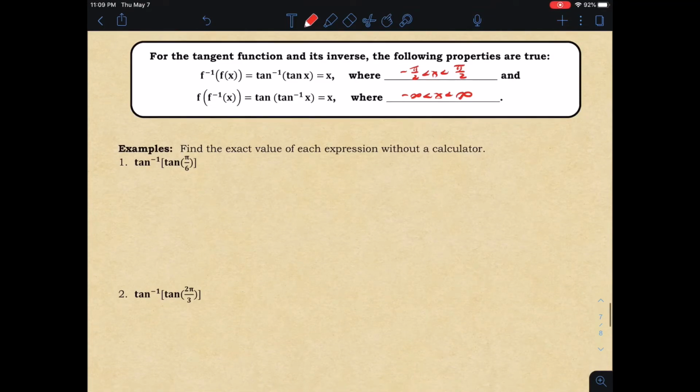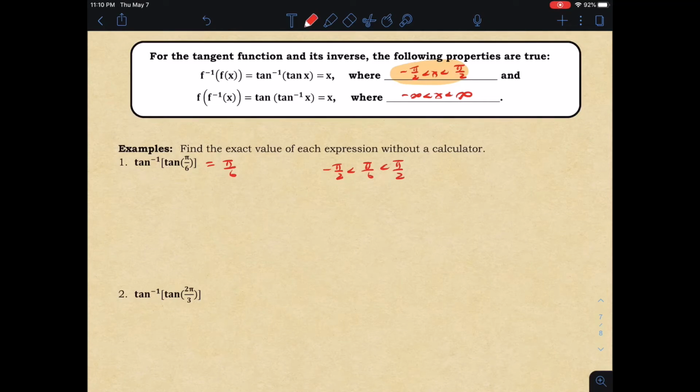So looking at number 1 here, I have tan inverse of tangent of pi over 6. This is just equal to pi over 6. And the reason why is because pi over 6 lies between negative pi halves and pi halves. That's it. And so all we're doing is making sure that our angle is between negative pi halves and pi halves.